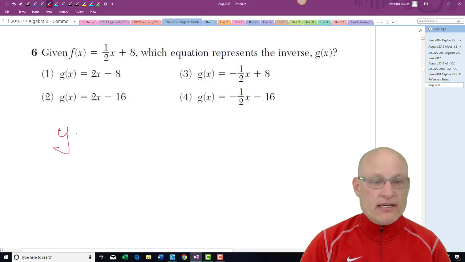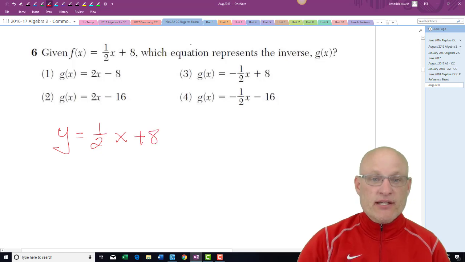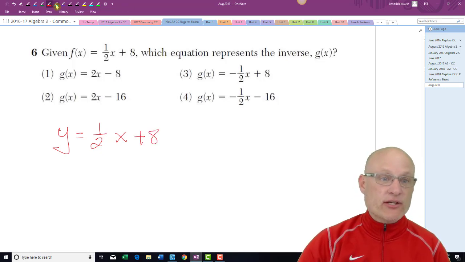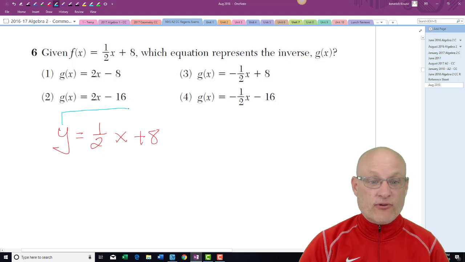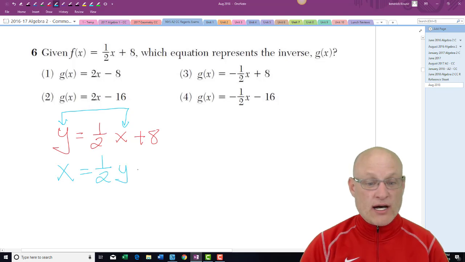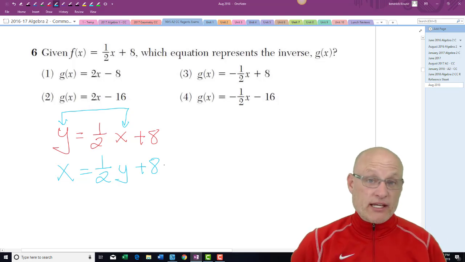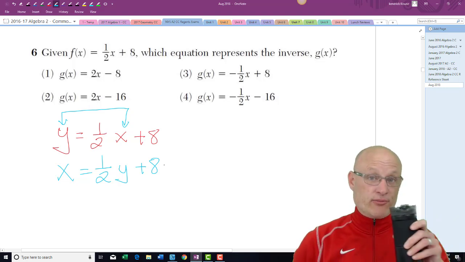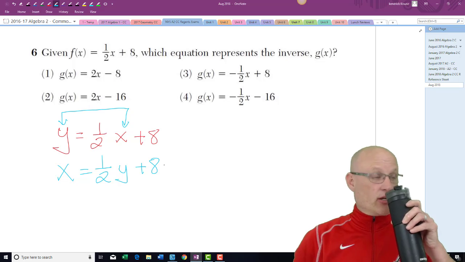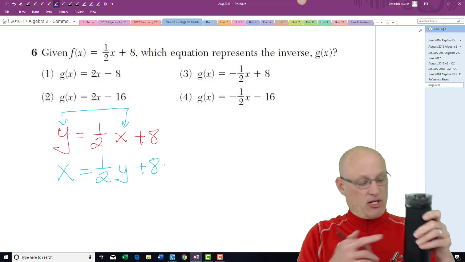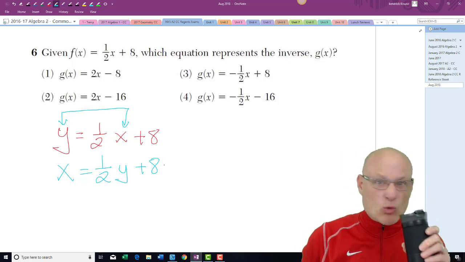I've got y equals 1/2 x plus 8. Now, if your teachers did their job correctly, what they told you was in order to find the inverse algebraically, you switch x and y. So we end up with x equals 1/2 y plus 8. Now, in order to solve this, you got to get y all by itself, but you need some Dunkin' Donuts to help you out. Yeah, this is Dunkin' Donuts. My real cup of Dunkin' Donuts is in storage.